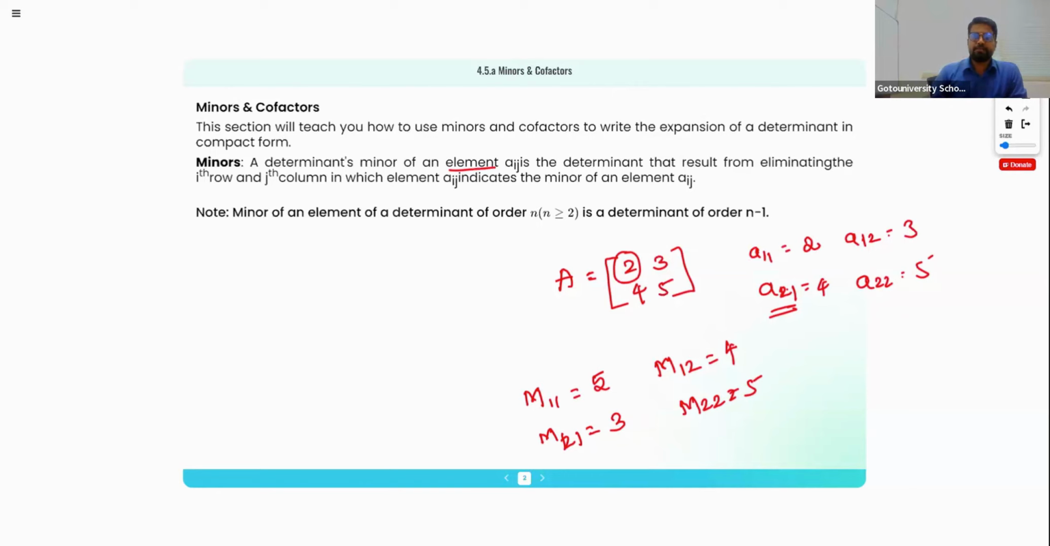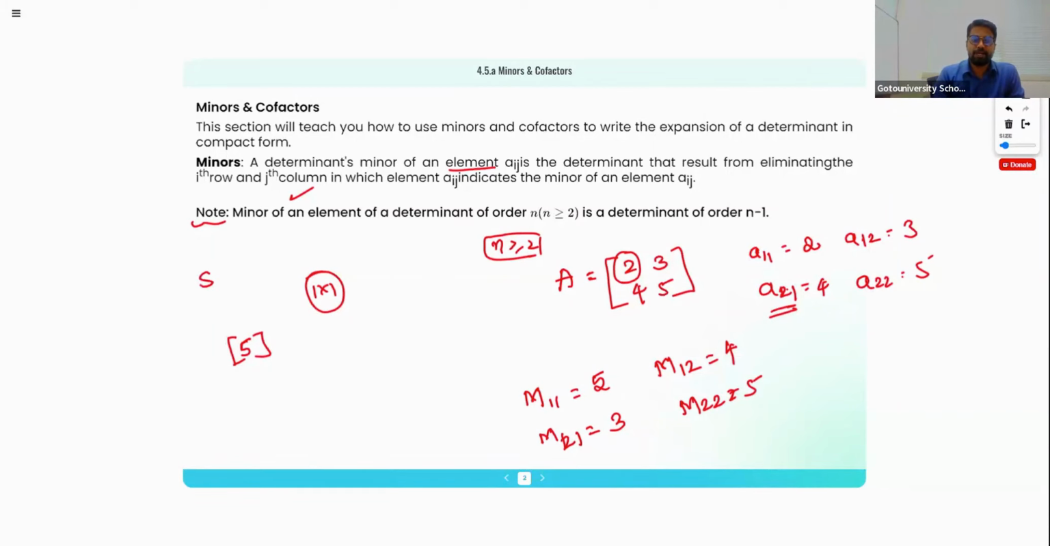Okay, so this is very simple for a 2 cross 2 matrix, right? There is a very important note here. Can you read that? The minor of an element of a determinant of order n must have n more than or equal to 2, because there is no point in talking about minor for a matrix of order 1 cross 1, because in a 1 cross 1 matrix there will be only one element. For example, say 5, here I cannot eliminate the row and column, nothing will be left.